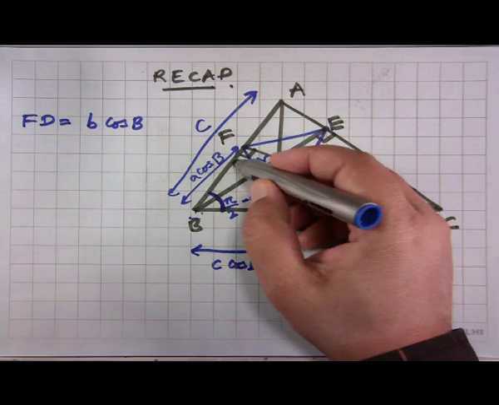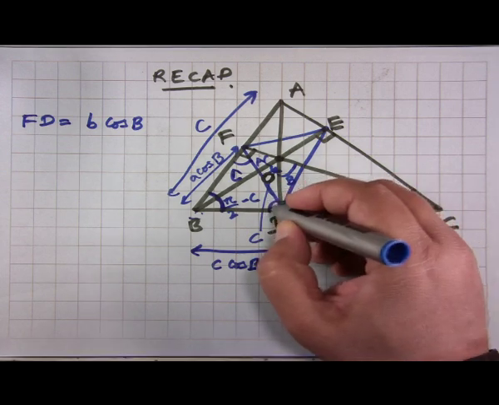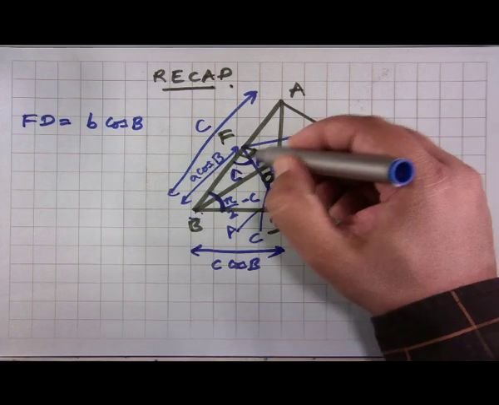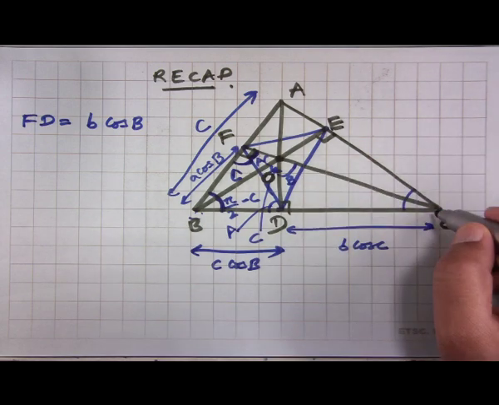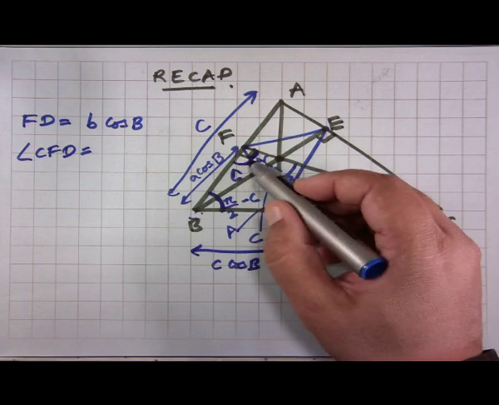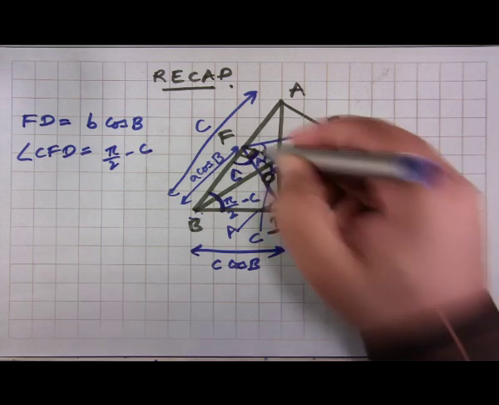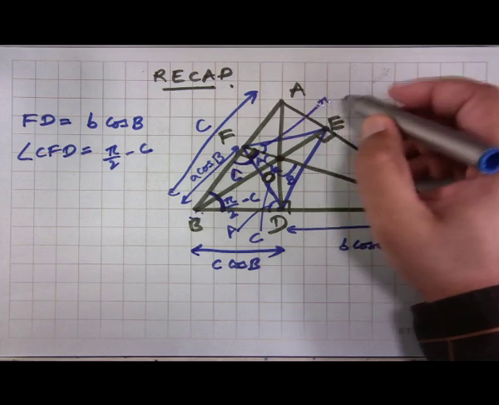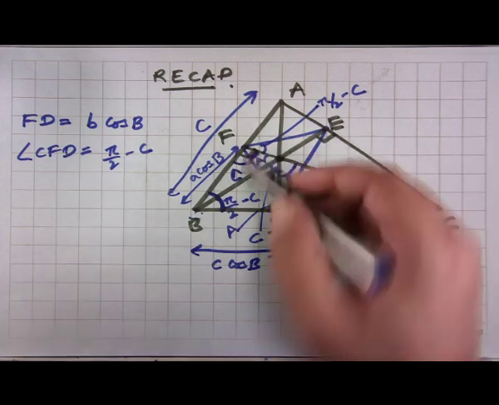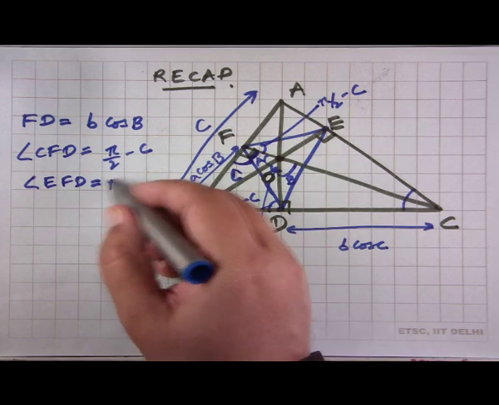And from there, it is then clear that this angle has to be equal to C, and this angle is A. And because this angle is C, this particular angle, angle CFD, will be equal to 90 degrees minus C, so pi by 2 minus C. And similarly, one can also show that this other angle is also equal to pi by 2 minus C, and therefore, the angle EFD of the pedal triangle will be equal to pi by 2 minus C times 2, which is pi minus 2C.